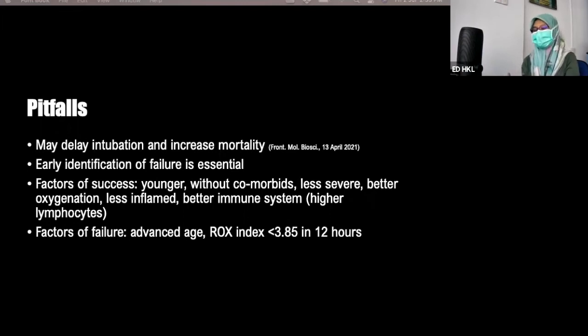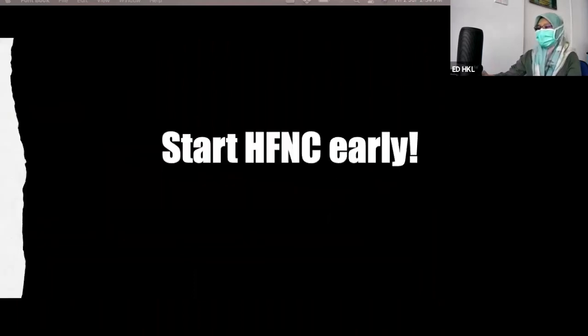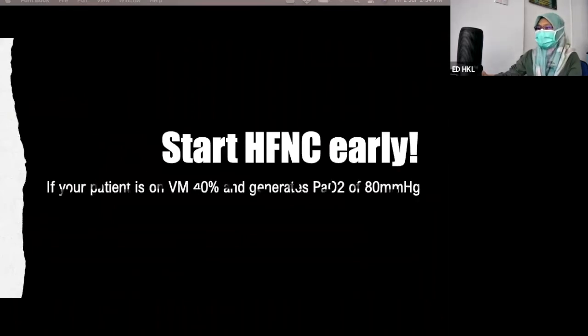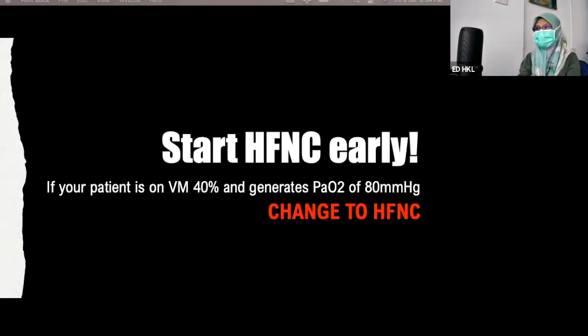The factors for successful high flow nasal cannula include a young patient, no comorbidities, less severe disease, a better PF ratio, no signs of hyperinflammation, and a higher lymphocyte level, so a better immune system. What does this mean? You have to start high flow nasal cannula early. As early as when your patient is on a venti mask 40% and generates a PaO2 of 80, just change to high flow nasal cannula because the PF ratio is 200.